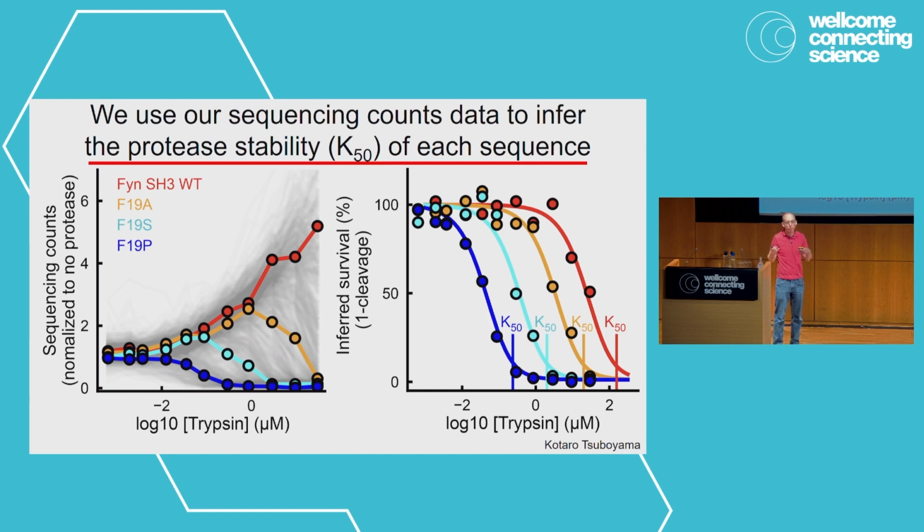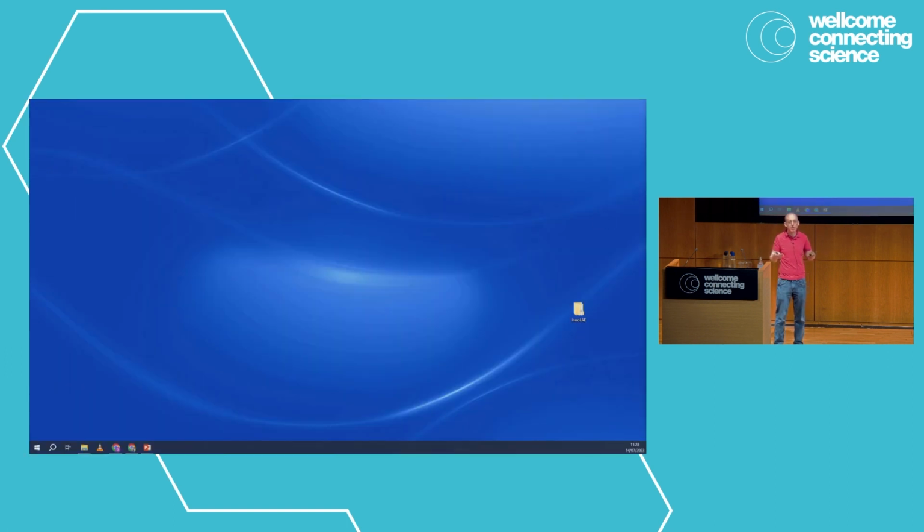So then, I told you we want folding stabilities and not just protease sensitivities. So to convert these protease sensitivities into actual folding stabilities, delta Gs, we built another model that basically predicts how fast a sequence is going to get cleaved in its unfolded state. And how fast a sequence gets cleaved in its unfolded state depends on how many different cut sites for that protease that sequence has.